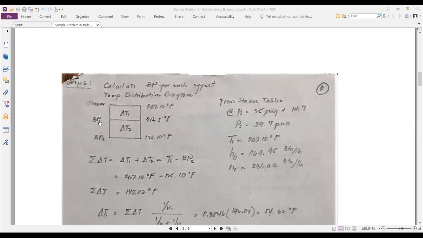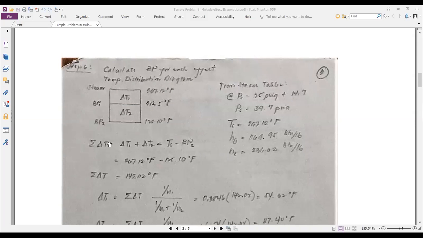Now question, how do I determine the boiling point of effect number 1 or of the first effect? Because in the first place, I know this already. This was determined in step 1. I can determine BP1 if I know the temperature of my steam and if I know the formula that would lead me to the delta T1 and the delta T2.